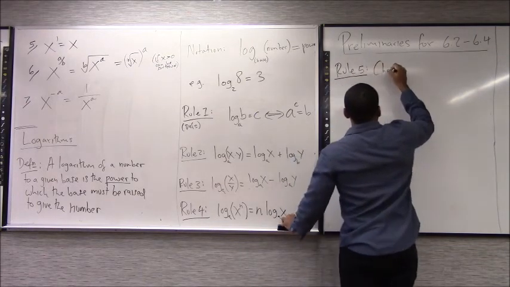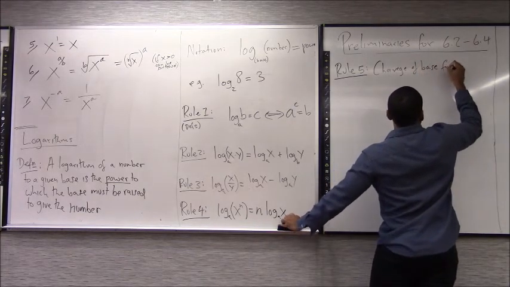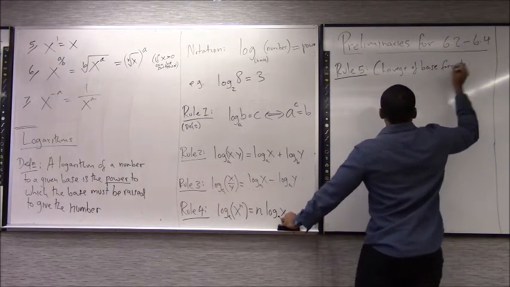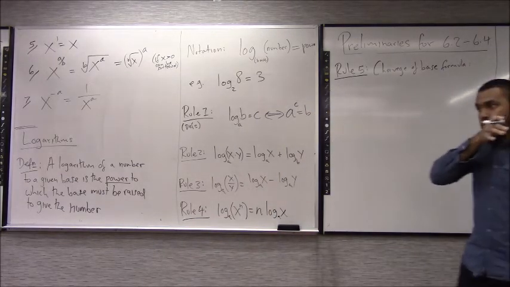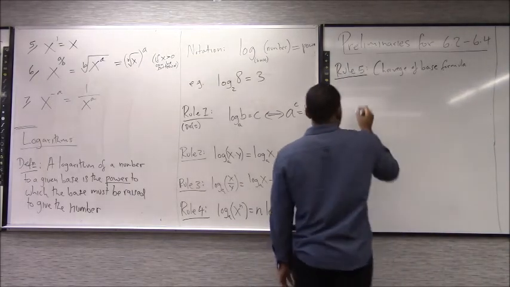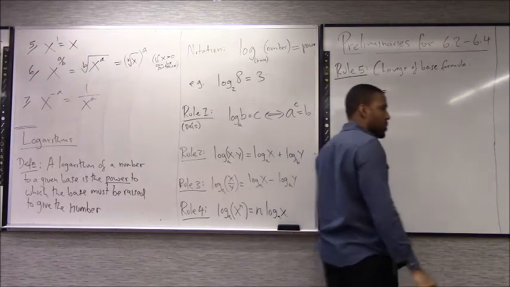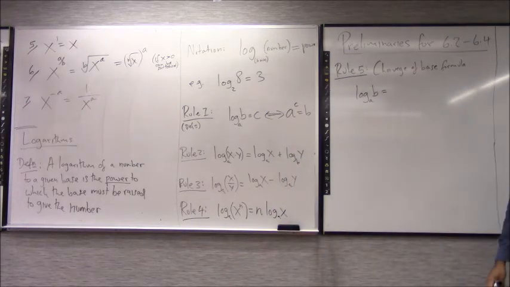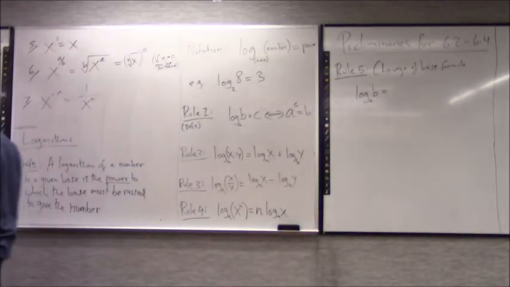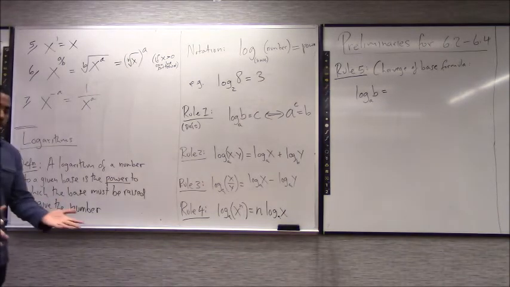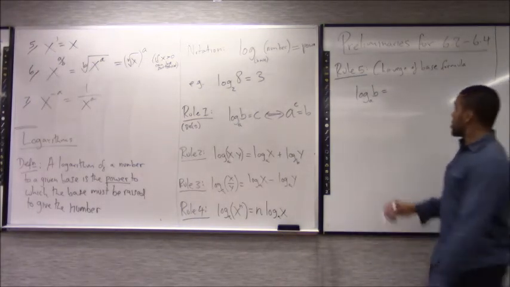Rule 5 is called the change of base formula. Does anyone remember that formula? How to change the base of a logarithm? Log to the base a of b, if I don't like the base a because it's difficult to work in that base, I can actually change the base. This is going to be important because there are certain bases that are nice to work with in calculus, and so if you're given a log in a different base, you want to convert the base in order to do calculus with it. Yeah? Is it log of b over log of a?